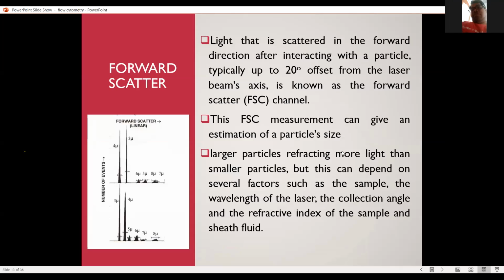This forward scatter measurement can give an estimation of particle size. Larger particles refract more light than smaller particles. But this can depend on several factors, and it also depends on the manufacturer, such as the wavelength of the laser, the collection angle, the refractive index of the sample, and similarly the refractive index of the sheath fluid.